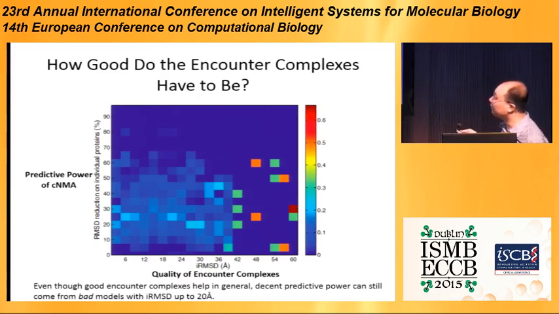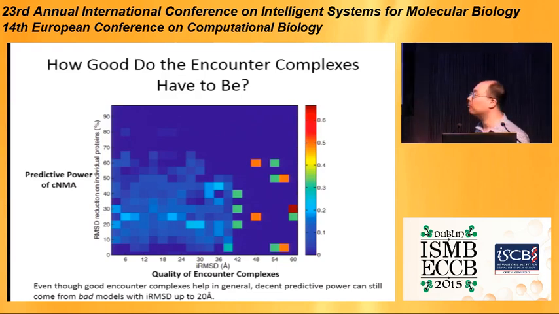If we look at the frontier, or sharpen this cloud into a curve by averaging in our mind, we see a slight curve like this, which indicates that a better encounter complex does help, but it's not that sharp a turning. In fact, you can still have good predictive power or RMSD reduction with mediocre 20 angstrom models, which are often classified as incorrect models in CAPRI.